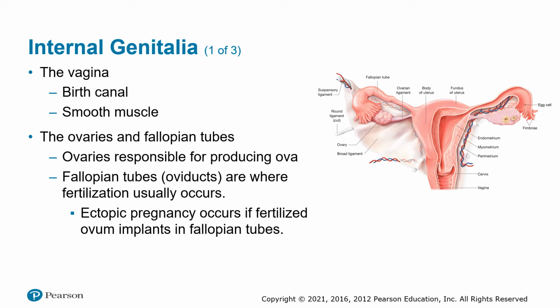Internal genitalia includes the vagina, the birth canal, which is a smooth muscle, the ovaries and the fallopian tubes. The ovaries are responsible for producing ova, or the egg. The fallopian tubes are where the eggs go through and where fertilization usually occurs, and then the egg moves through the fallopian tube to the uterus to get implanted. If it doesn't get implanted into the uterus and it gets implanted into the fallopian tube, this is an ectopic pregnancy, and it's a very serious problem.